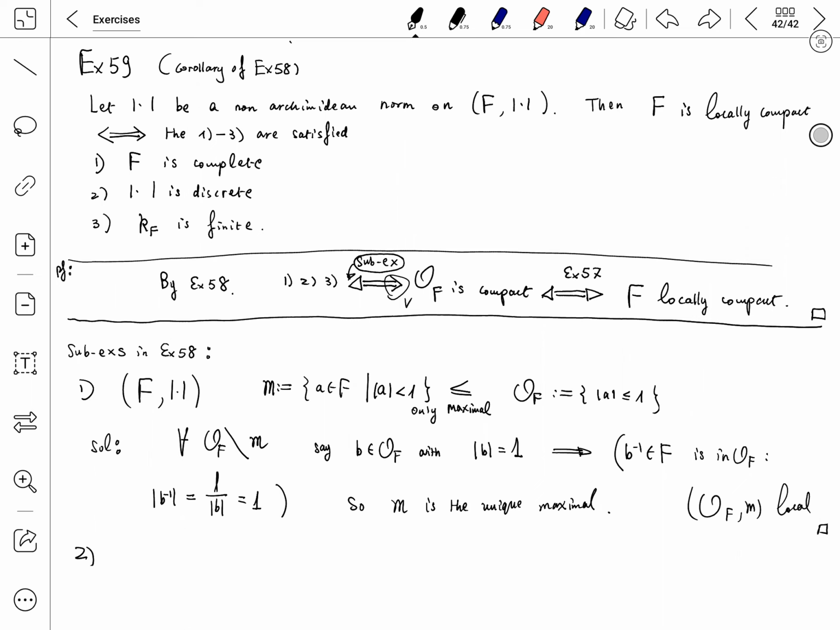Second sub-exercise is that we want to show that a non-Archimedean norm is discrete if and only if its maximal ideal is principal. So I use valuation. This is much easier to do. Okay, let me give a sketch proof. So let's talk about the valuation. Valuation means you have a map from OF to Z, but up to normalization it's to Z.